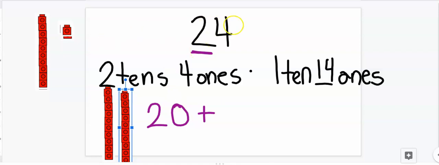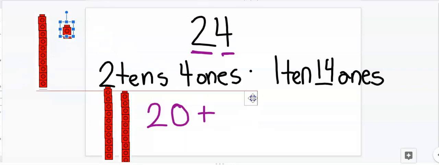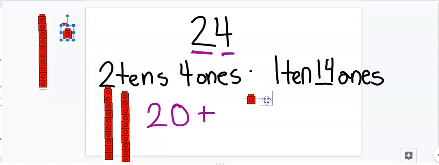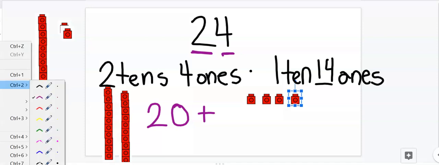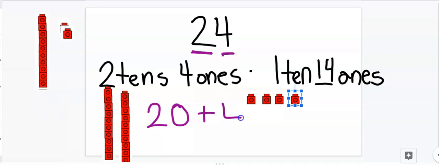And then what does this 4 mean? What does that digit mean? That means 4 ones. Okay. Great job today, boys and girls. Great thinking like mathematicians.